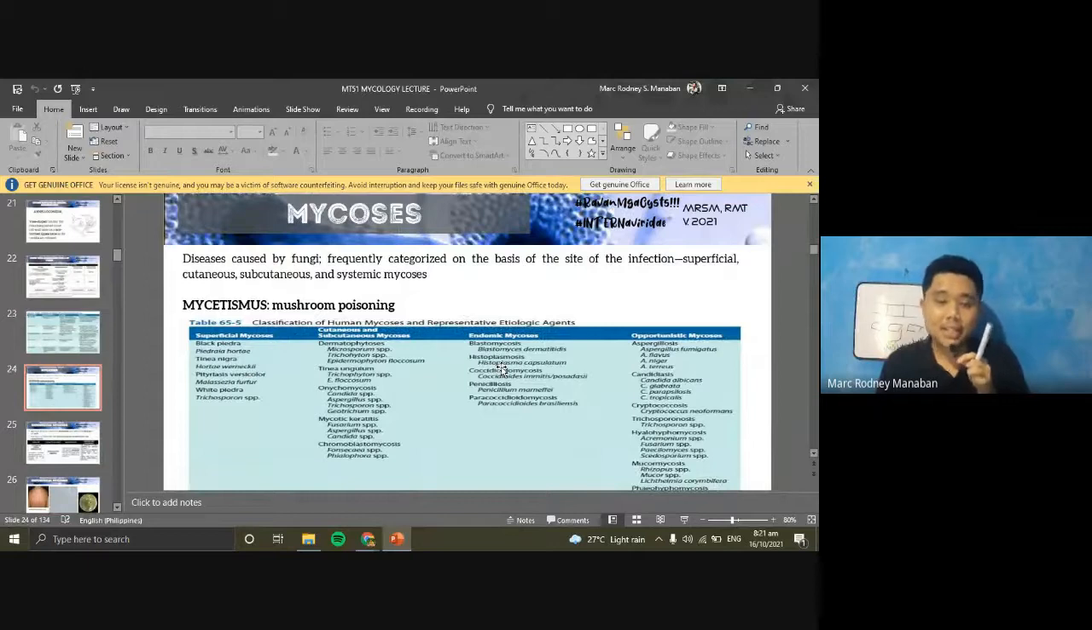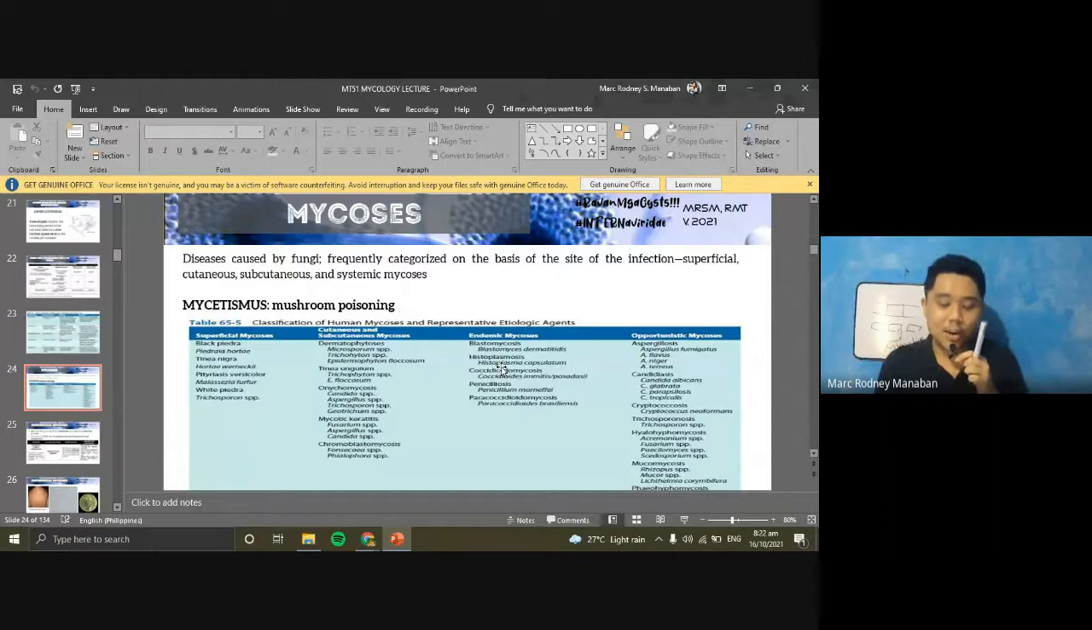So mycosis, by the name itself, refers to the infections that fungi cause. It's termed mycosis. They are categorized on the basis of the site in the body they infect. It can be cutaneous, superficial, systemic, and subcutaneous. Now, mycetismus, do not be confused, is mushroom poisoning. It might come out in the exam. Mycetismus is mushroom poisoning. Mushroom is still a fungus. So once you eat a poisonous mushroom, that is mycetismus. Mycosis is infection by the molds and the yeasts.